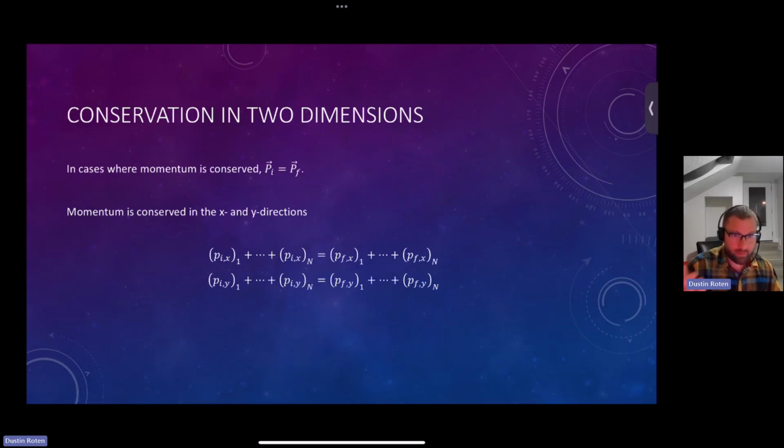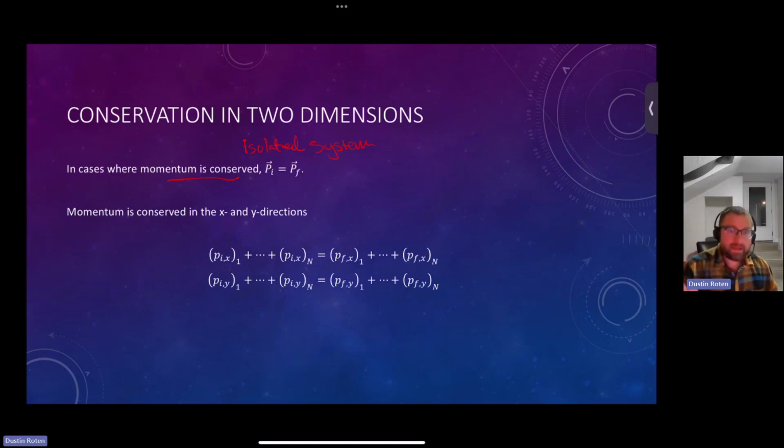So in cases where momentum is conserved, remember this would be an isolated system. This is an isolated system. Oh, my handwriting is terrible. I promise when I'm not writing on this thing, I have wonderful handwriting, but this just looks like crap.